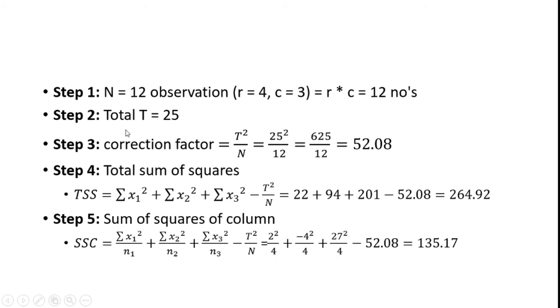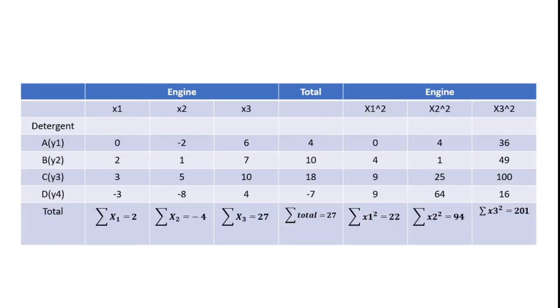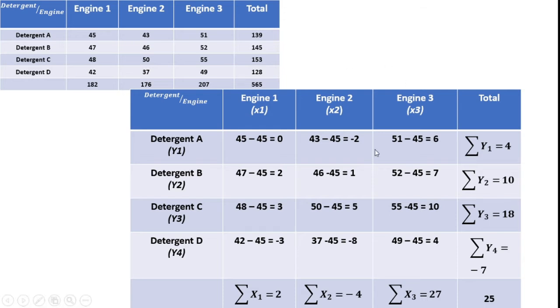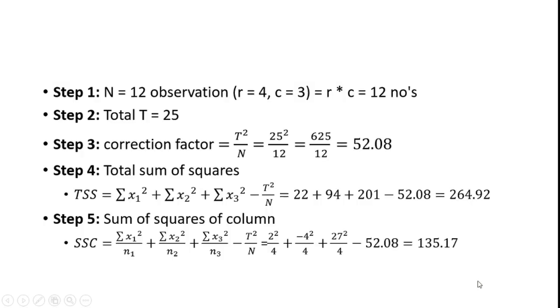And then step 2, total capital T is equal to 25, which means the summation of all the x values, which is 25. Likewise, here you see 18 plus 10 is equal to 28 plus 4 is 32, 32 minus 7 is 25. Here also 27 minus 4 plus 2, 27 plus 2 is 29 minus 4 is equal to 25. So I can get the total value of x is equal to 25 and the total value available with the y axis is equal to 25. So I can get the total T is equal to 25.